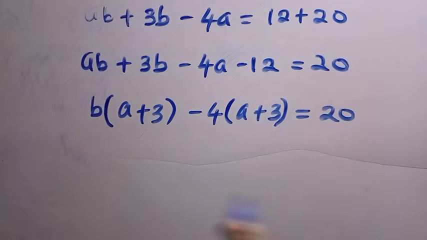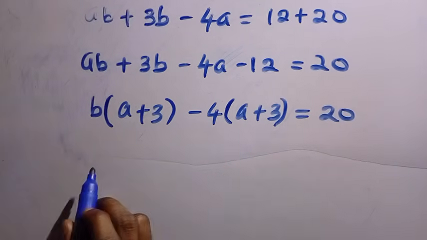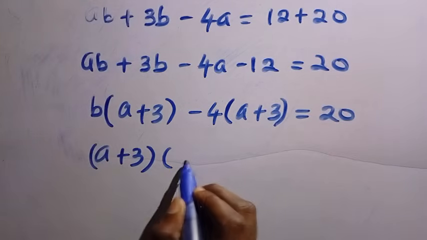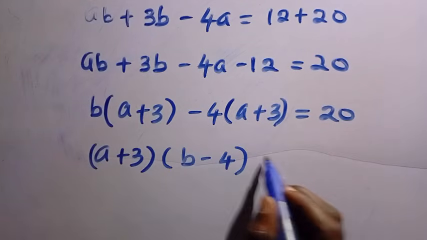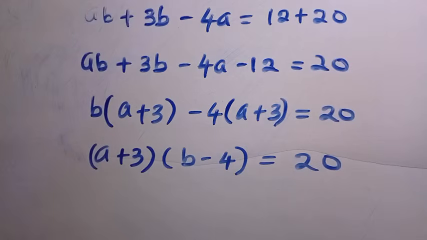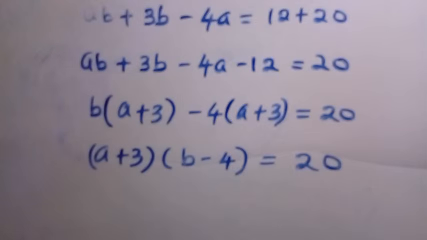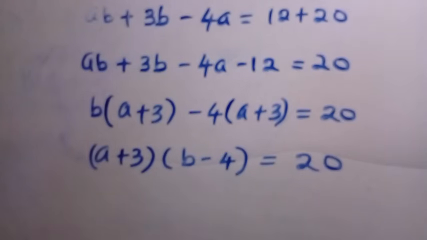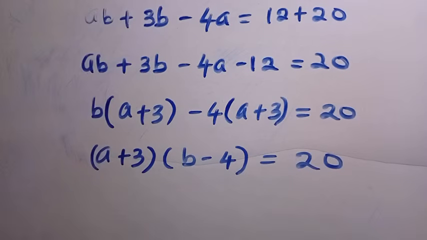On getting to this stage, we have A + 3 that is common. We take one A + 3 and place it beside B - 4, so (A + 3)(B - 4) = 20. At this point, we need to know all the solutions for A and all the solutions for B.